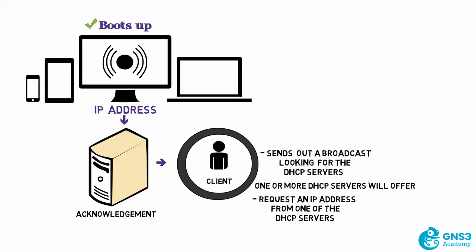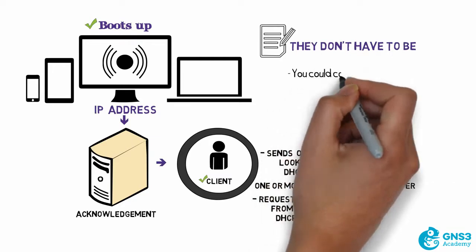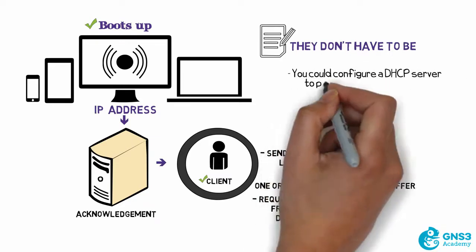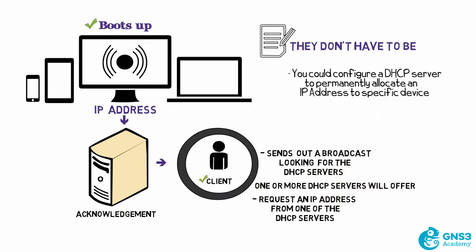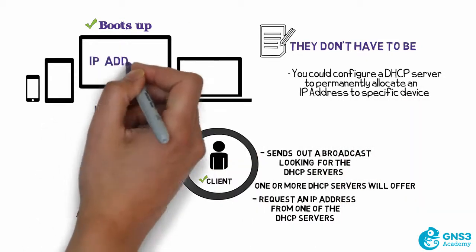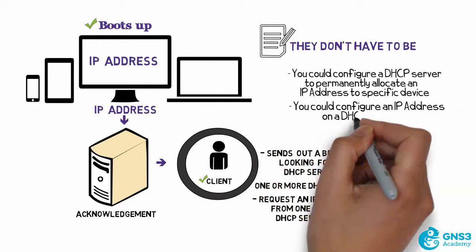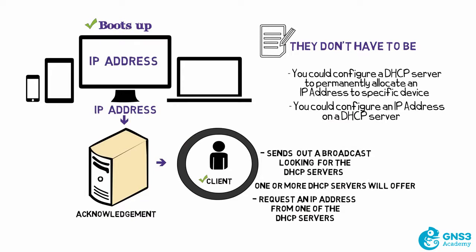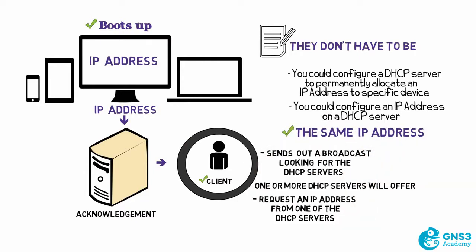So the IP address and other parameters are allocated to the client typically for a limited period of time. But it's important to note that they don't have to be. You could configure a DHCP server to permanently allocate an IP address to a specific device. So rather than statically configuring an IP address on a PC, you could configure an IP address in a DHCP server, but ensure that that PC always gets the same IP address via DHCP.